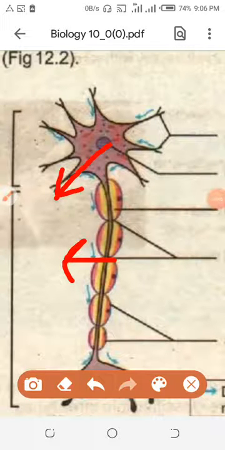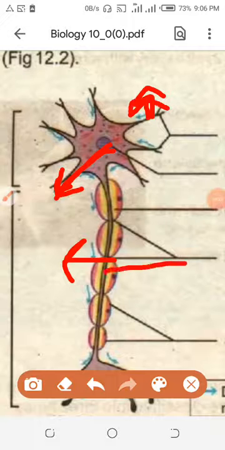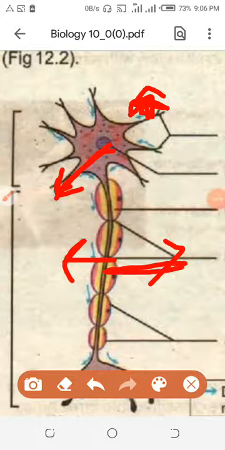The small fibers are called dendrites. The long fibers are called the axon. It means cell body is the central part. Cell body is surrounded by short fibers and long fibers. So there are some short fibers, there are some long fibers. The short fibers are called dendrites. The long fibers are called axon.